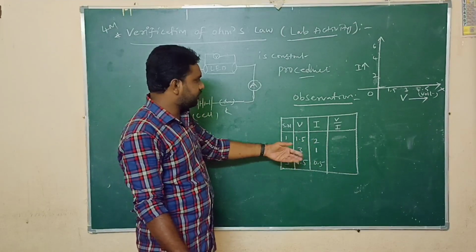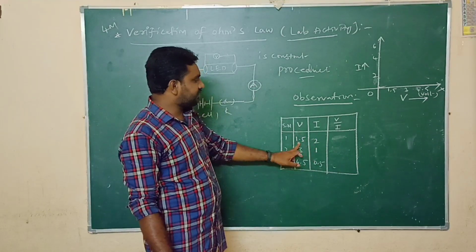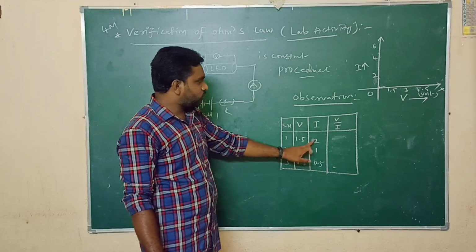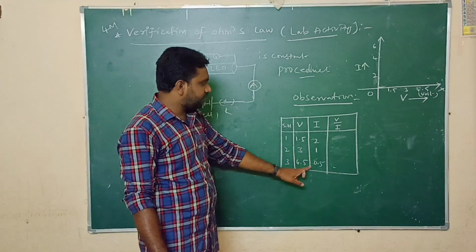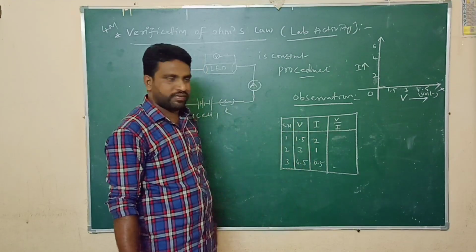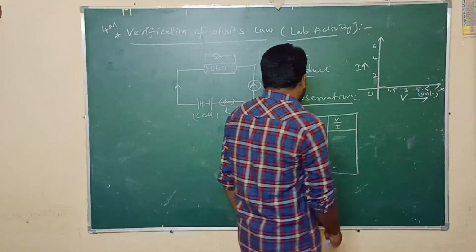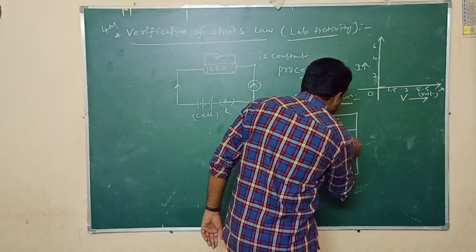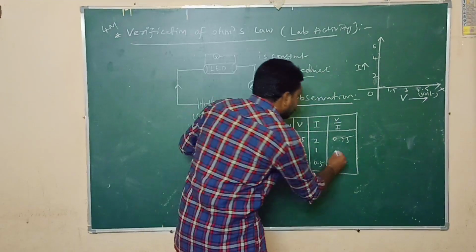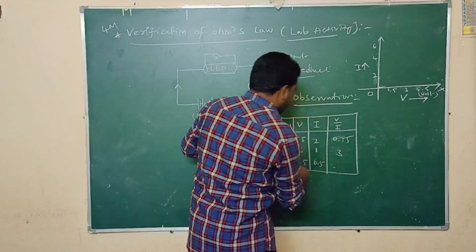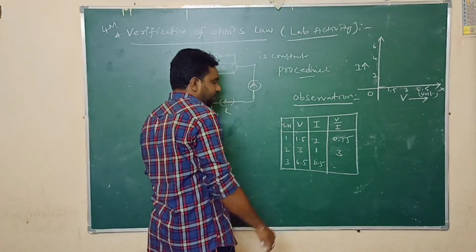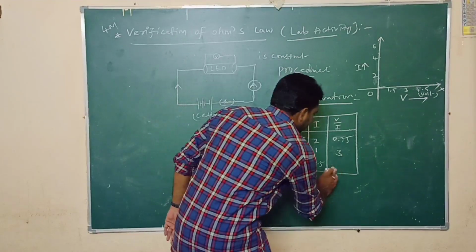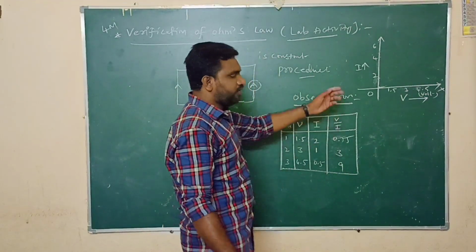For the understanding purpose, we get the readings like this: at 1.5 volts, 2 amperes; at 3 volts, 1 ampere; at 4.5 volts, 0.5 amperes. We will find the ratio between V by I. So 1.5 by 2 is 0.75. 3 by 1, we get 3. 4.5 by 0.5, the 0.1 gets cancelled, so it becomes 9. So now we will plot the graph here.